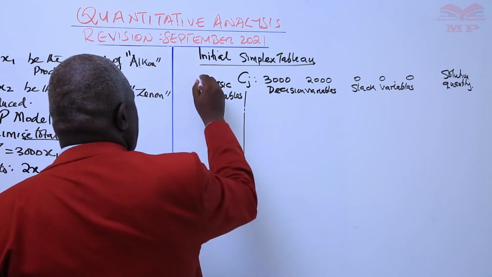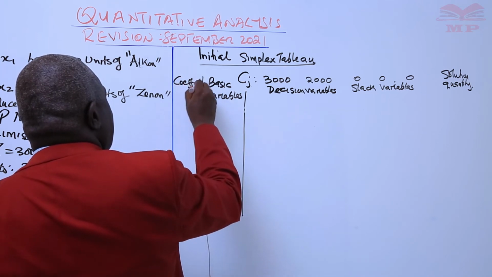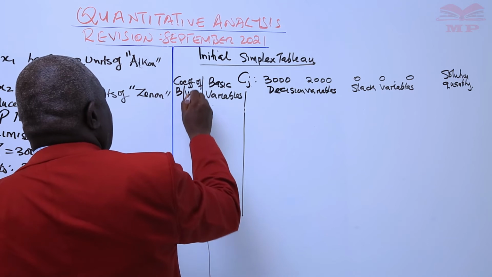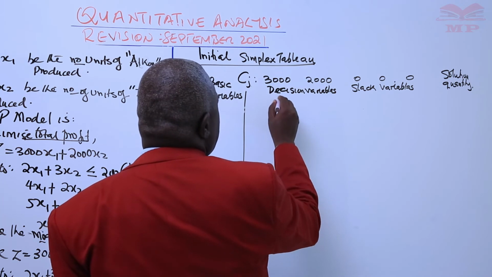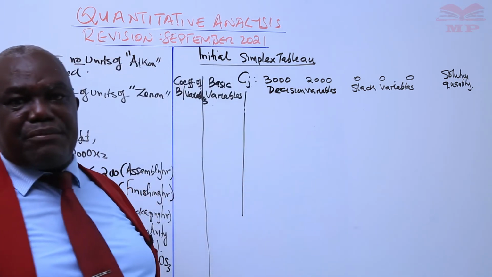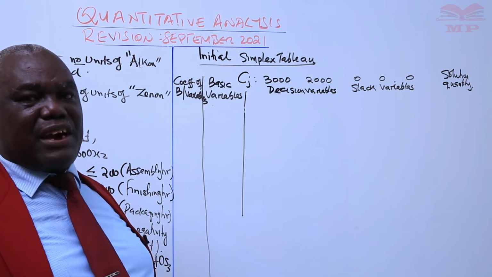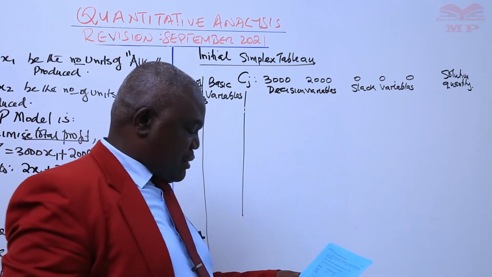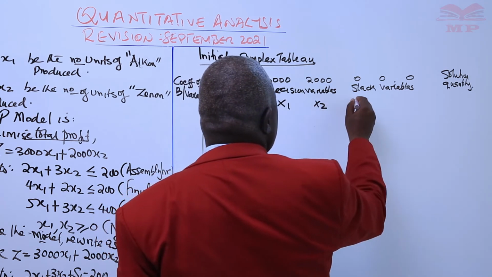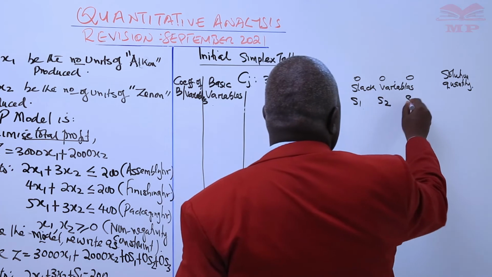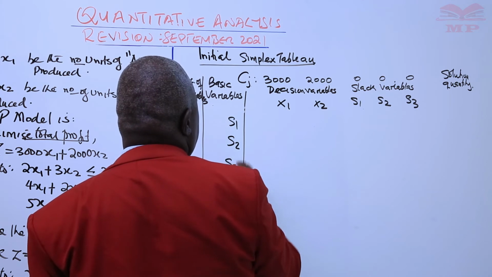Basic variables, then coefficient of basic variables. So this would run as follows. Decision variables are defined as the economic or physical quantities which are competing among the scarce resources. The quantities here are alcohol as well as xenon. So we can put them as x1, x2, s1, s2, s3.